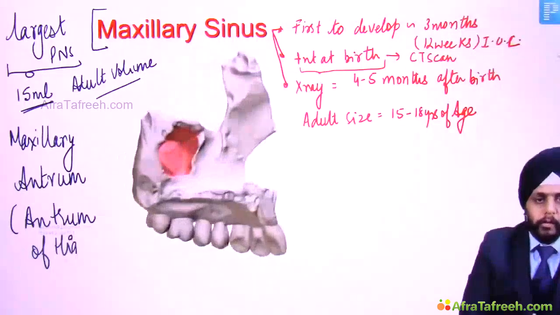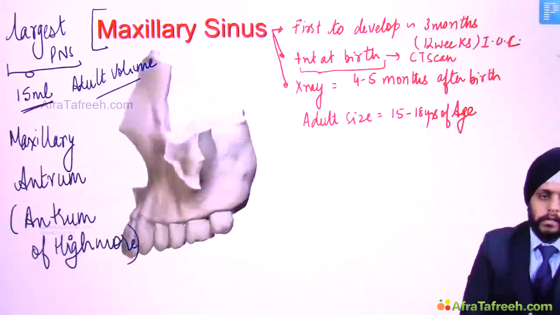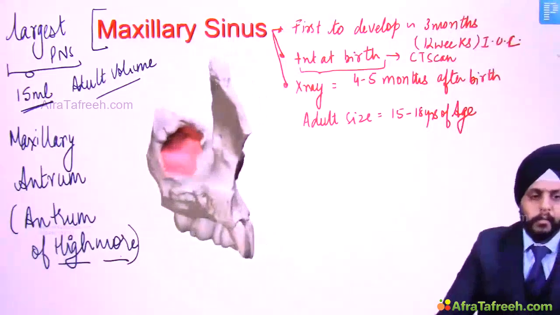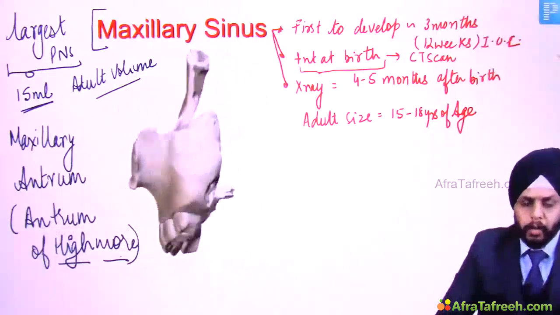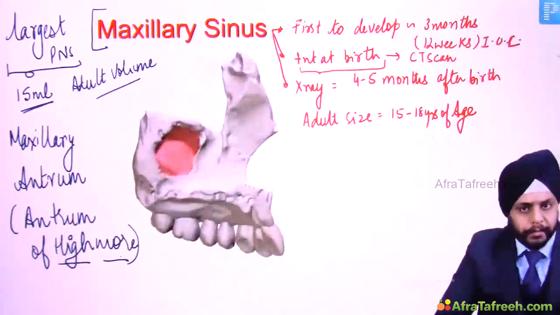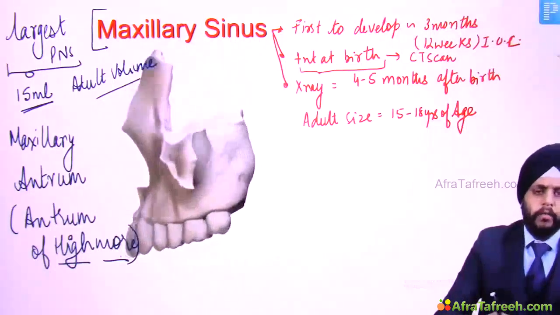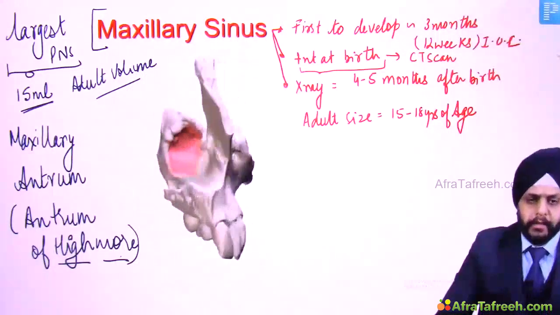So very easy to remember, antrum of Highmore. You see, this is the largest sinus, and this is the first to develop. So high and more, both the words are used over here. So antrum of Highmore or maxillary antrum. All right, so we'll talk a little bit more about it later when we go into the in-depth anatomy, but this was an overview for the maxillary sinus.